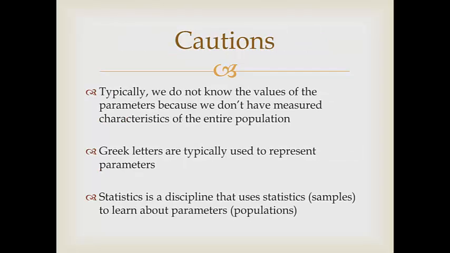A couple of words of caution. Typically, we do not know the values of the parameters because we don't have measured characteristics of the entire population. Typically, we've taken a sample, not done a census. A census is where we look at the entire population. Greek letters are typically used to represent parameters. We talked about two of them here, the Greek letter pi to stand for a population proportion, and the Greek letter mu to stand for a population mean.